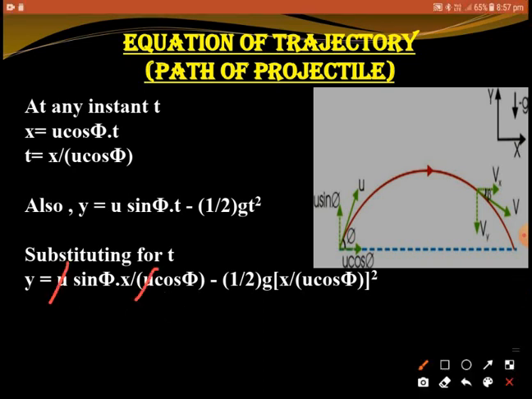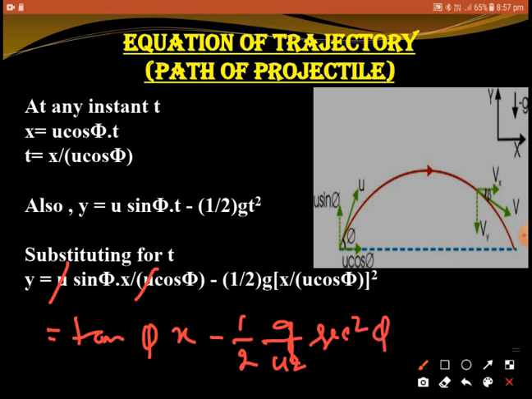So sine phi by cos phi is nothing but tangent of phi, right? Tangent of phi, and then it will be x minus, now you see here it is half z x square divided by u square cos square phi. So we can write it as half z divided by u square, and instead of cos square in the denominator, we can write sec square phi, and it will be x square like this.